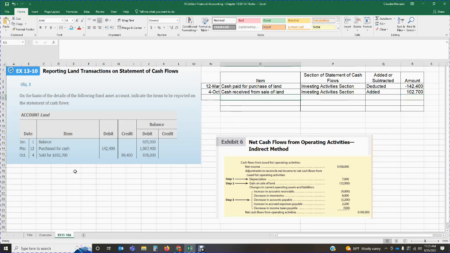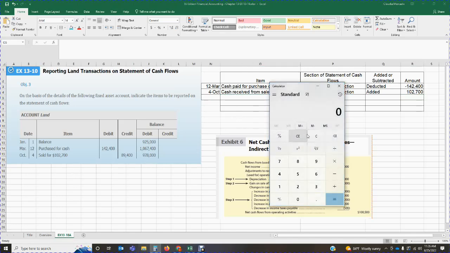Next, we need to figure out, let's look at our calculator. We sold a piece of land for $102,700. Yet we had it in our books for $89,400. That means that we generated a $13,300 gain on the sale of the land. So we have a gain on the sale of the land.